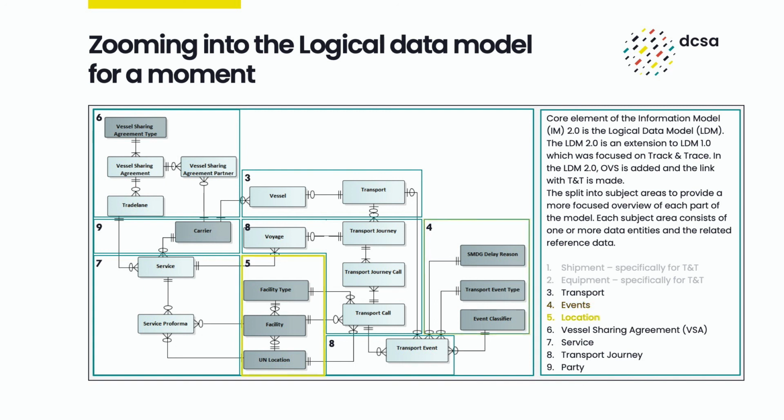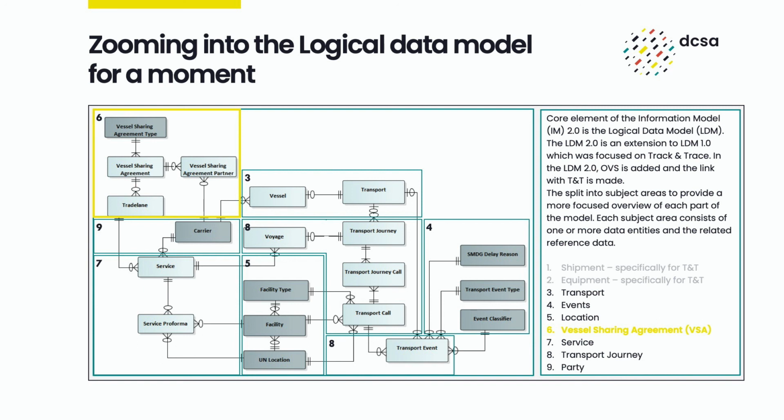The next subject area is that for location. The modeling of the location subject area only consists of reference data. To make it possible to track the location of an event, the facility entity is linked to the transport entity. The following 4 subject areas that I will talk about are added to the overall model specifically and only for operational vessel schedules. The first subject area is vessel sharing agreement.